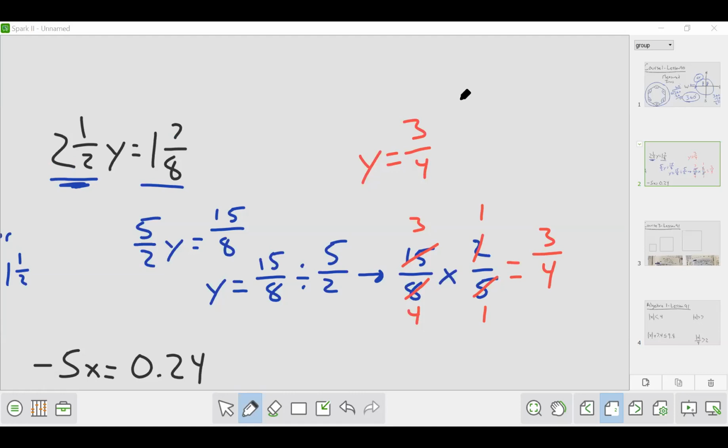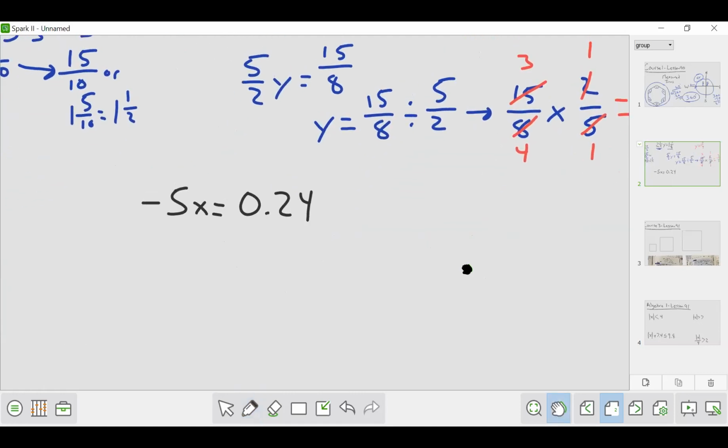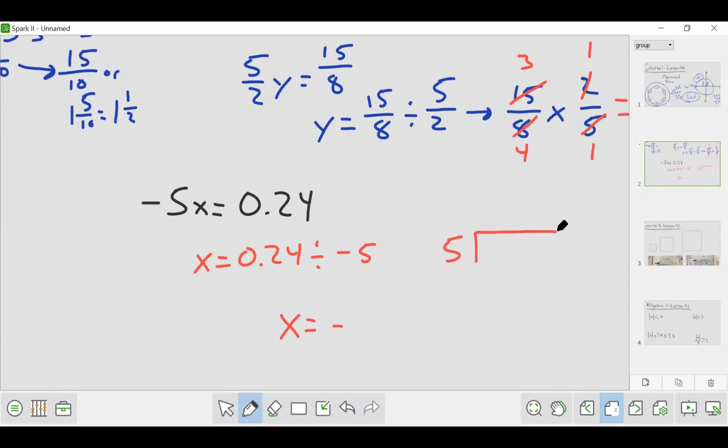Let's do another one. Sometimes it happens with decimals. All right. I know that x is going to be whatever 0.24 divided by a -5 is. All right. So I know my x is going to be equal to a negative number. It's a positive divided by a negative. But here's the part that you guys all know about. I have to do 0.24 divided by 5. All right.